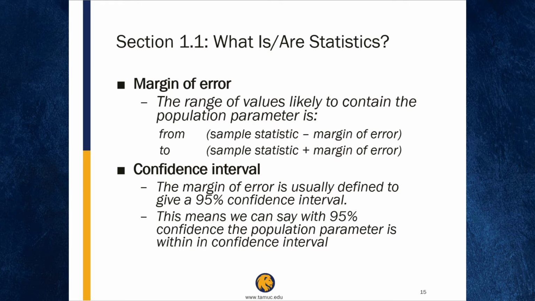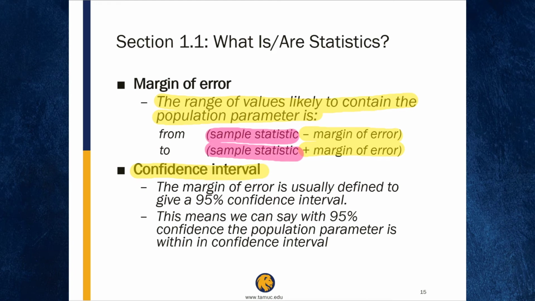So the margin of error is the range of values likely to contain the population parameter. We find this by taking the sample statistic and subtracting away or adding to it the margin of error value. So sample statistic, we subtract margin of error, sample statistic, add margin of error. And what we get is something called the confidence interval.